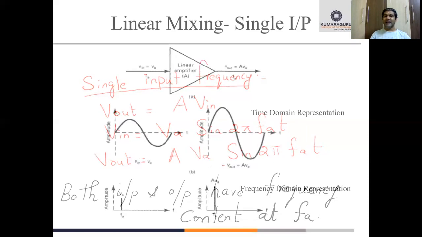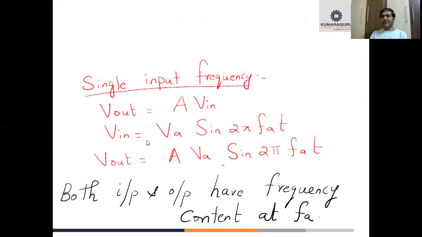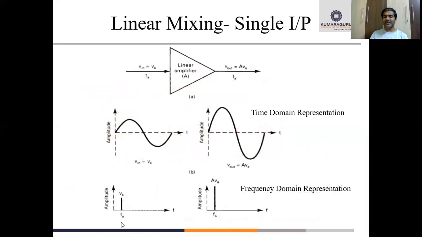And see the figure. This is a sinusoidal signal. I hope we have learned in signals and systems that if you take the Fourier transform of a sinusoidal signal, you will have an impulse placed at the frequency of your sinusoidal signal. For example, here your input frequency is FA, so if you take the Fourier transform of the signal, you will have your impulse at frequency FA.